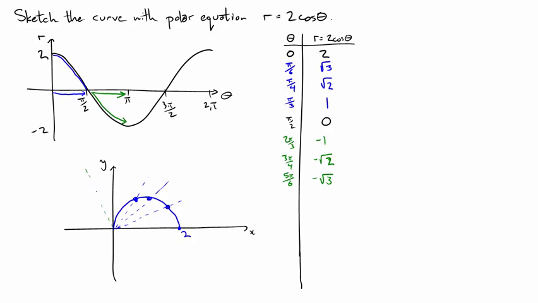Here are some rays corresponding to angles of 2 pi over 3, 3 pi over 4, and 5 pi over 6. Because r is negative, it means that the point is going to lie in the opposite quadrant. So for this ray corresponding to angle 2 pi over 3, because r is negative, the point will in fact be down here. For this ray corresponding to angle 3 pi over 4, the point will be in the opposite quadrant, and same here. So the curve may look something like this. That wasn't very good. Here's a better one.